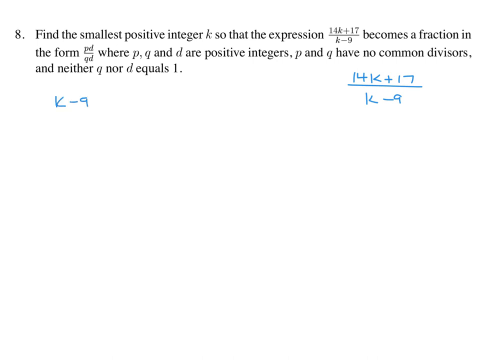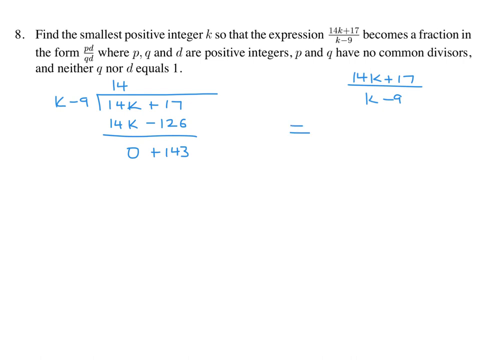k minus 9, let's do our long division. All right, so k goes into 14k 14 times, right? So when you multiply this times this, you get 14k, and then 14 times negative 9 is, what is it, minus 126? Okay, so then we subtract these, this is 0, 17 minus 126 is positive 143. And that's it. So it was a fairly easy one.